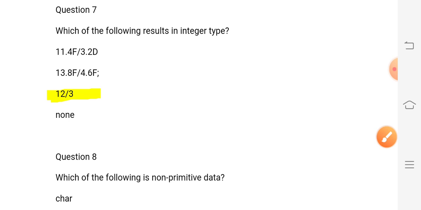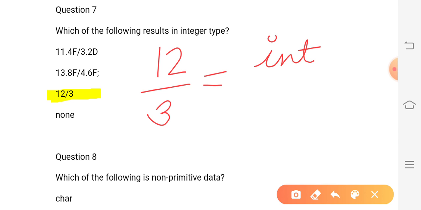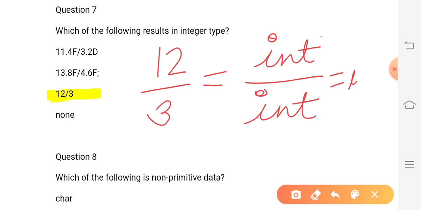Now second, look at the option float divided by float value. If you divide float by float, the answer will be of float type. Now you have written 12 by 3. Now 12 is which type of value? Integer value, that means int. And 3 is which type of value? Int. By default it will be integer type. So when you divide integer by integer, you will get the answer in integer itself. So that's why the answer is this.